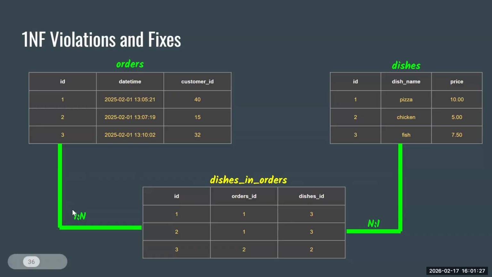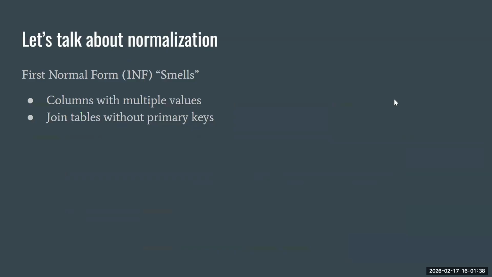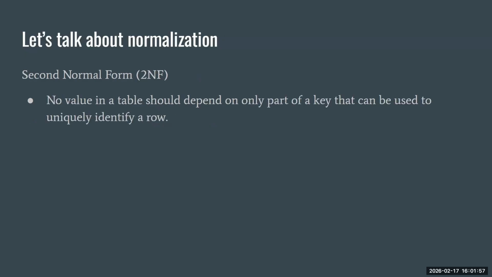And notice I'm using standard ER diagram notation in my example here. One to many, many to one. Anyhow, code smells are a term that we use in the programming world that say, this smells wrong, something's wrong here, right? And so the first normal form code smells are columns with multiple values or join tables without primary keys. Those are both code smells. Let's talk about second normal form now.